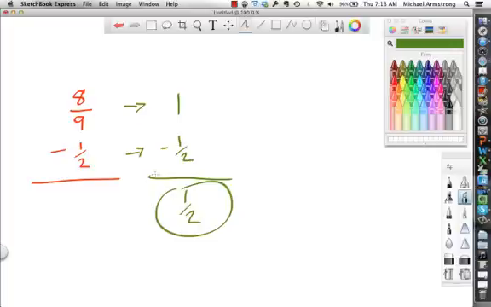Now, this doesn't give us an exact answer, but it does help us get close. It helps us understand, because sometimes 8/9 is kind of confusing to even think about. But we can say that 8/9 minus 1/2 is approximately equal to, see my wiggly equal sign means it's about 1/2. Okay, great. That's the end.